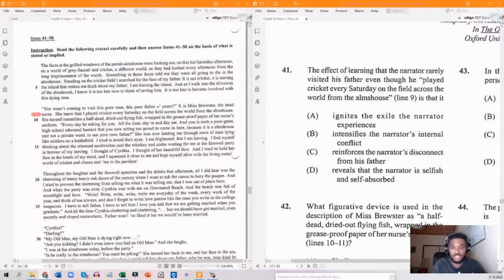41. That's got to be C. It reinforces the narrator's disconnect from his father. And how does it reinforce the disconnect? Because he's right there. It's easy to physically go to where his father is, but even though it's so easy to reach his father, because of how disconnected they are, he doesn't. Yeah.